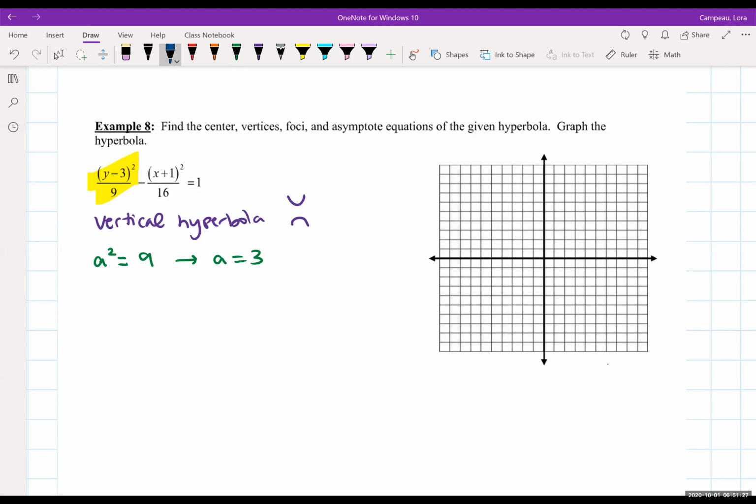And then the b squared term is associated with the x squared. So b squared is 16. That means b is 4. So this is good. We have almost everything we need. Let's identify that center.